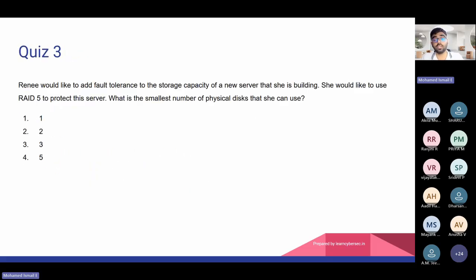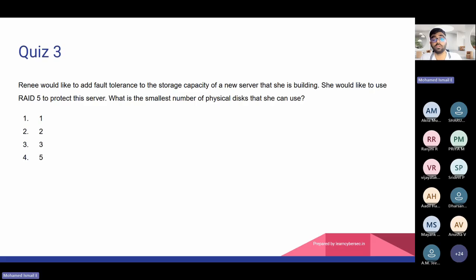So let's start with the quiz. This answer which I just spoke while explaining the RAID concept. Rini would like to add fault tolerance to the storage capacity of a new server that she is building. She would like to use RAID 5 to protect the server. What is the smallest number of physical disks that she can use? So the question is, RAID 5, how many disks you need? That's the question, but one hint is, what is the smallest number? So you read the question again, figure out what is the twist present in this question.